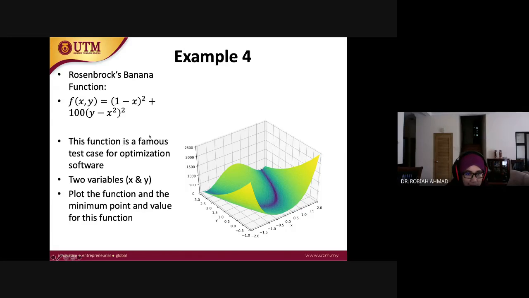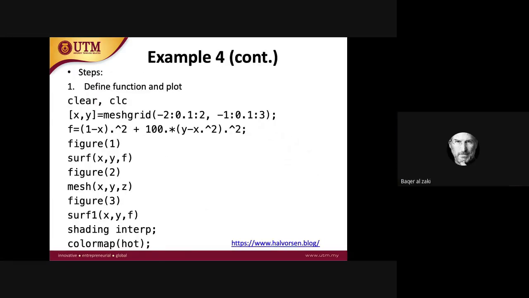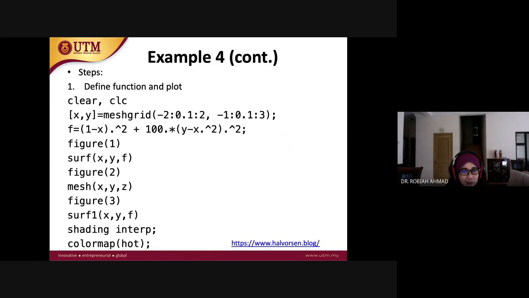This is our equation. This function is a famous test case for optimization software. Two variables x and y. Plot the function and find the minimum point and value for this function. Okay, so how do we do this? Step one, we define the function and we plot.